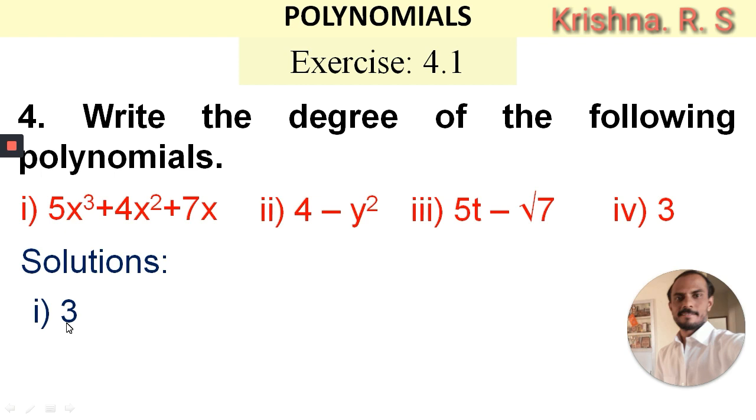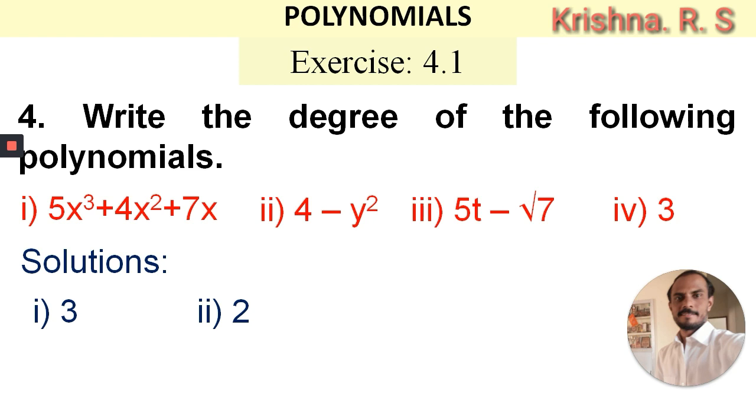The second question, 4 minus y squared. The variable is y and its exponent is 2. The degree is 2 only, because there is no other variable term; 4 is a constant. The highest exponent of the variable is the degree of the polynomial, so its degree is 2.